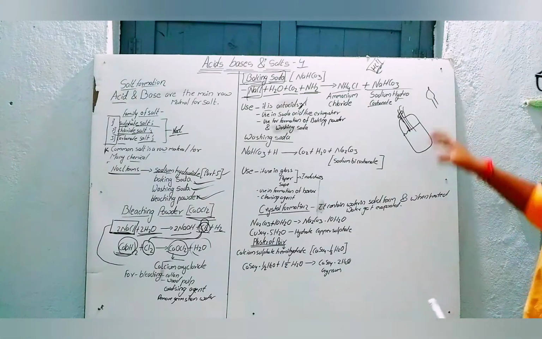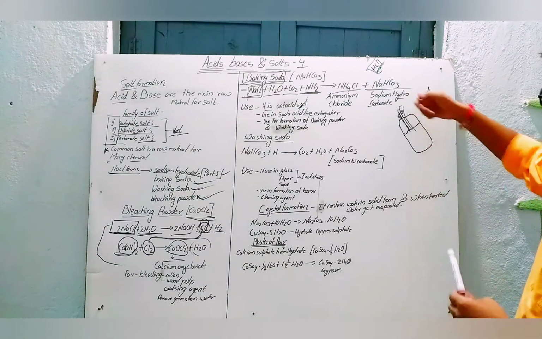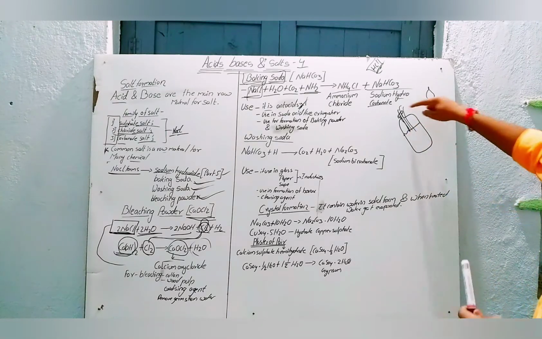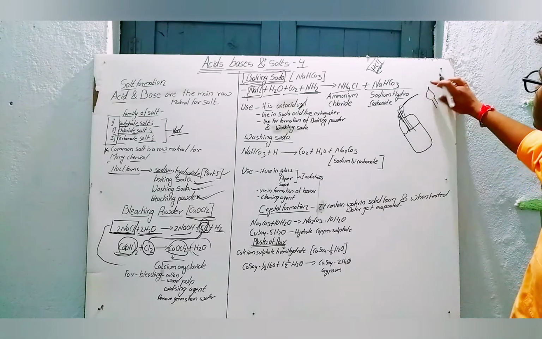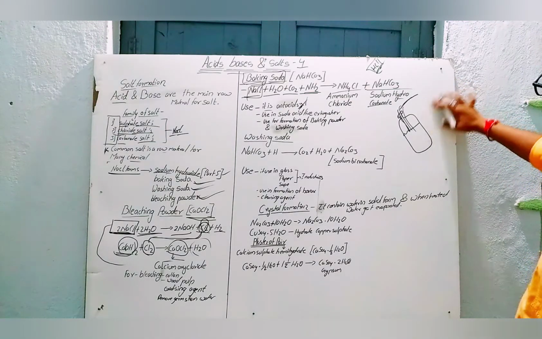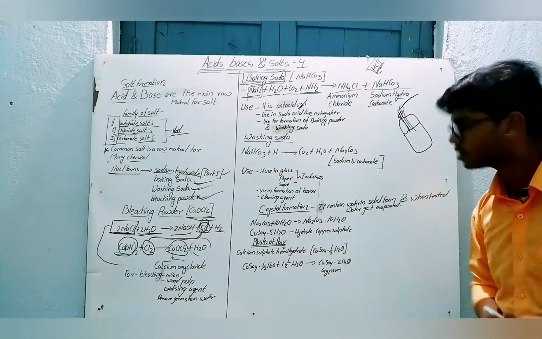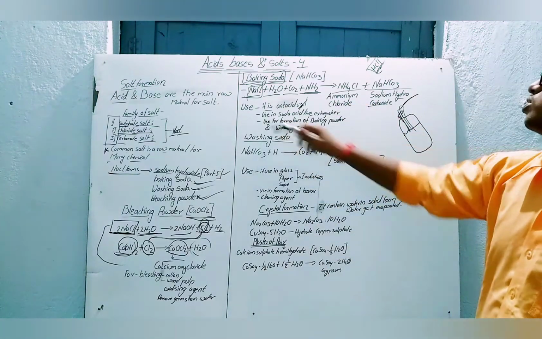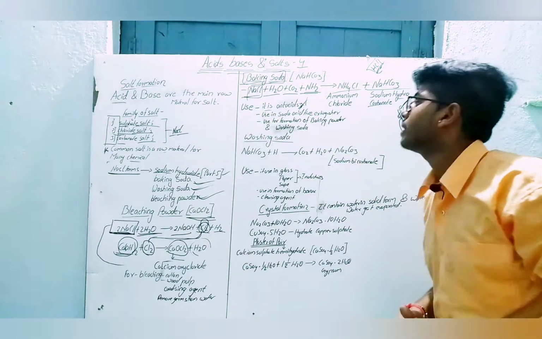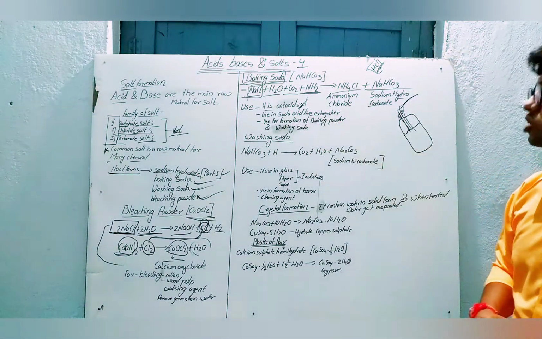What will happen when you pour some soda and press this bottle? Gas will be released, and this gas will stop the glowing of the candle. So it is also known as a fire extinguisher and is used for the formation of baking powder and washing powder.